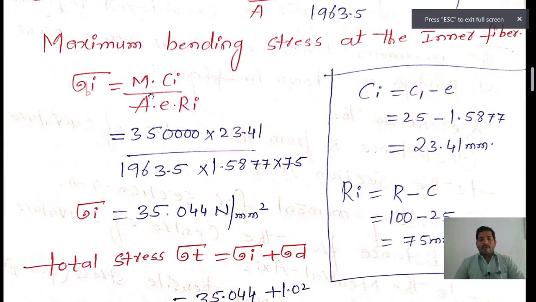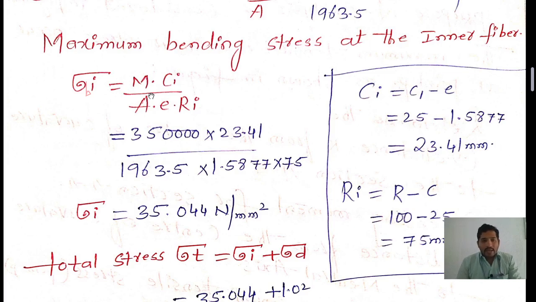So what is the meaning of M? M is nothing but the maximum bending moment acting. So what about the ci? ci is nothing but the distance from the neutral axis to the inner fiber. Okay, so ci is represented by c1 minus e. ci is how much? 25 minus e. How much is the distance between the centroidal axis and neutral axis that we got? 1.5877. If you subtract this value, then you will get the answer 23.41 mm.